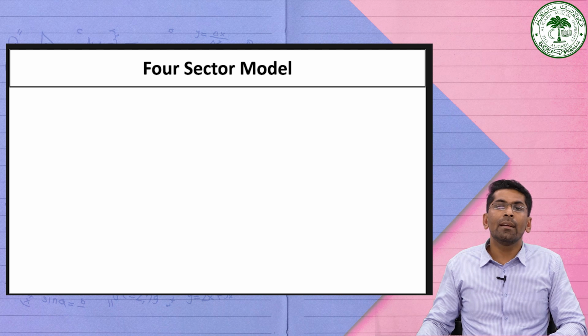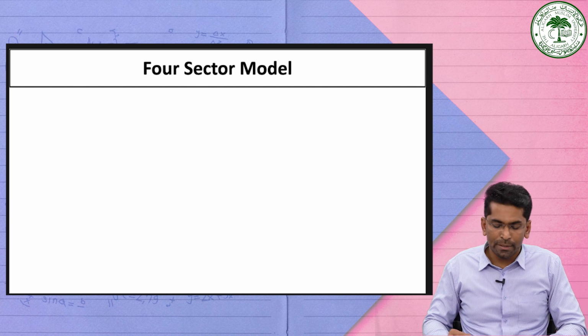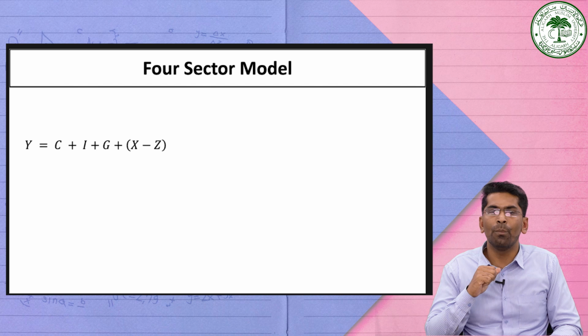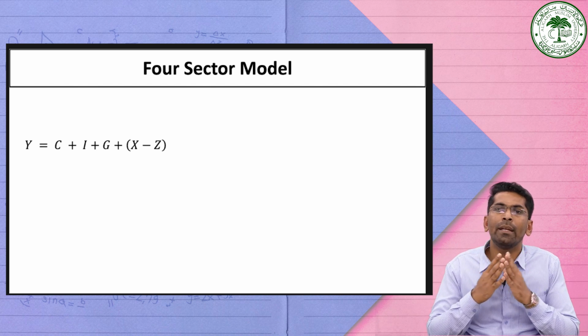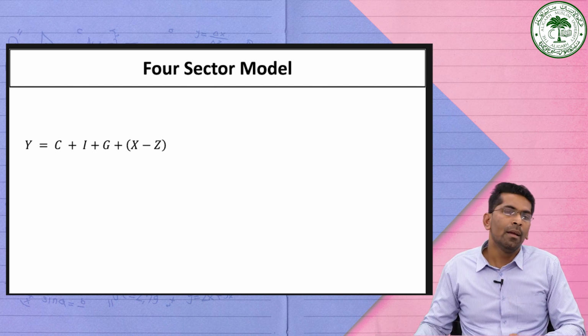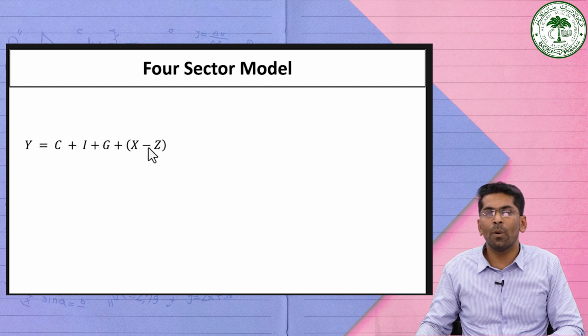So let us consider the four-sector model. Now we are going to introduce the four-sector model, especially by incorporating export and import. We are opening our economy. So we have an open economy, or an external sector economy, which is also known as a four-sector economy. So here the equation will become: income is equal to C plus I plus G plus export minus import. X is denoting export and Z is denoting import.